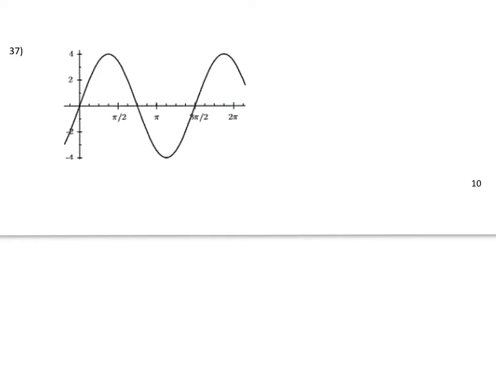All right, and then number 37. 37 is a sine curve. It goes to the point 0, 0. And since it's going up, it's a positive sine curve. Okay, the amplitude is 4.